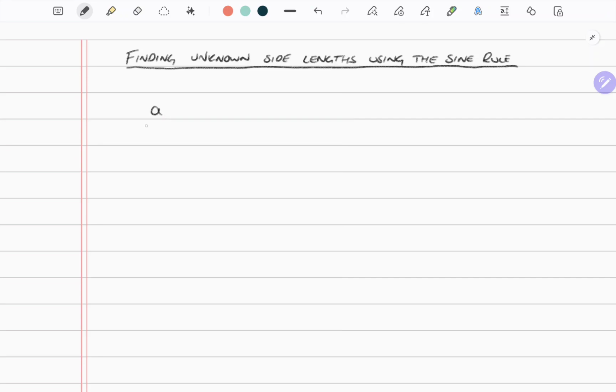So the sine rule is given as a over sine A is equal to b over sine B, which is equal to c over sine C.